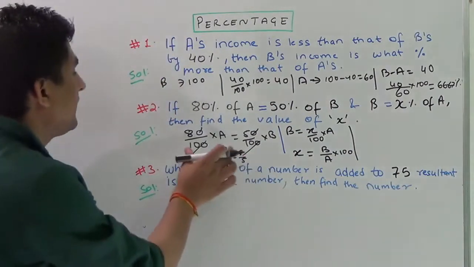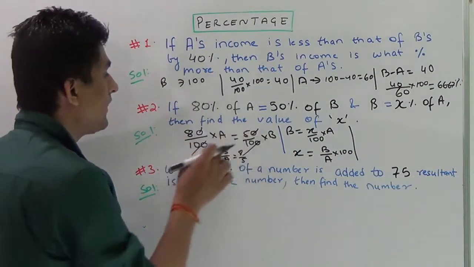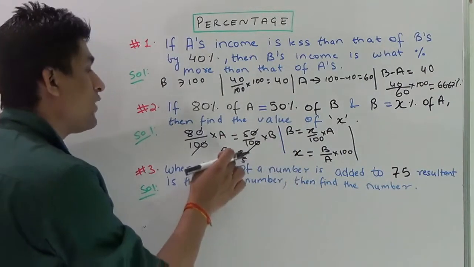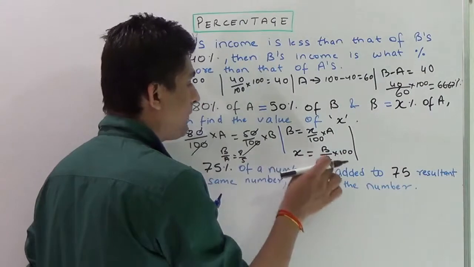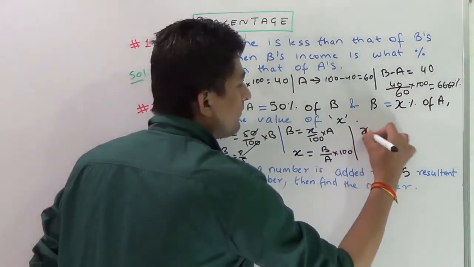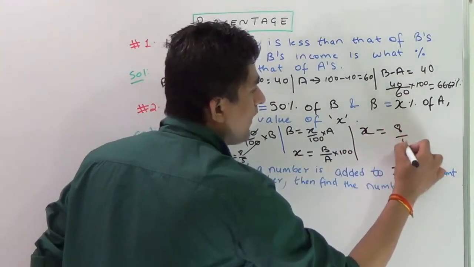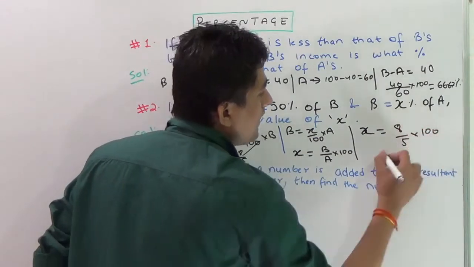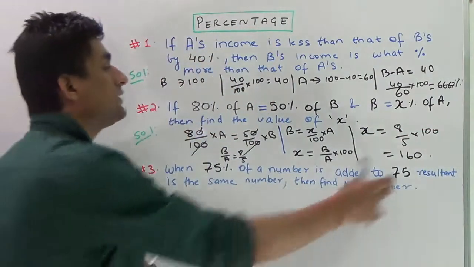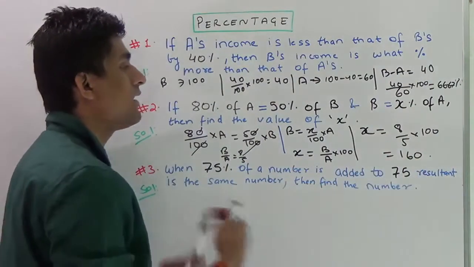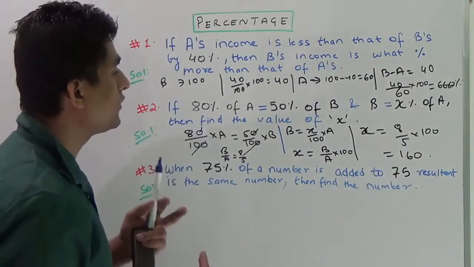I think this is clear. I have shifted this 5 here and this A there. So the value of B upon A is 8 by 5. I am substituting this value here, and I get X is equal to 8 upon 5 into 100. And from here the value of X will come out to be 160. I've done a simple calculation. I think this question is clear to you.